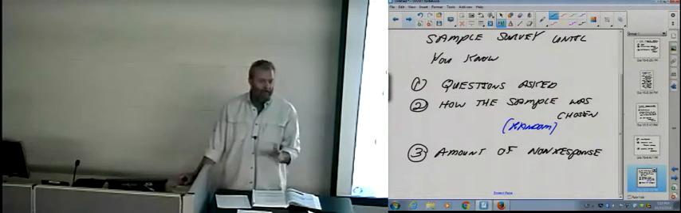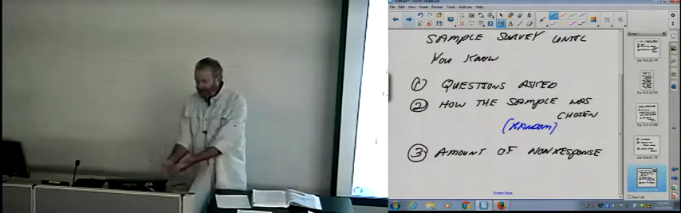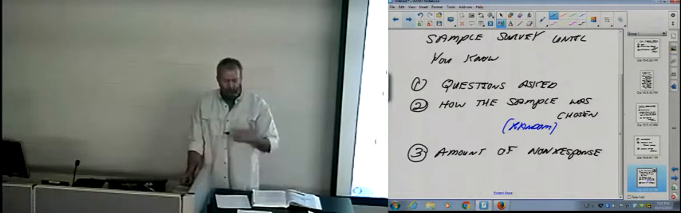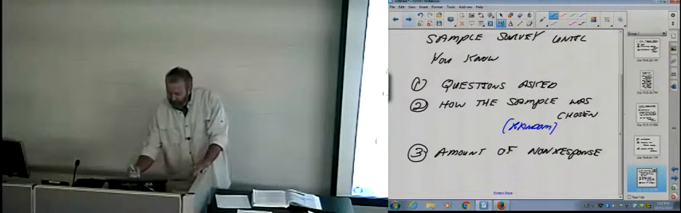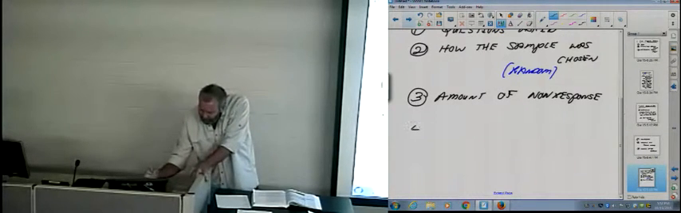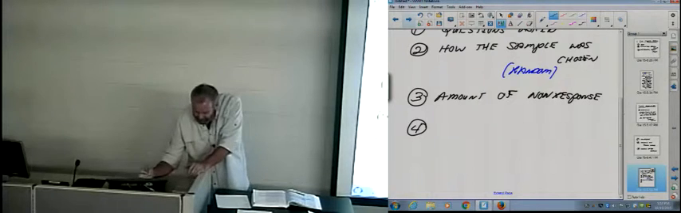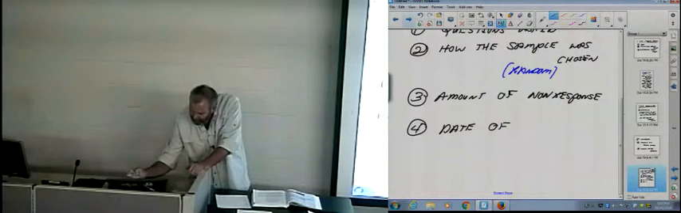And finally, one that we never talked about. Look, we've talked about those 3, the questions, how the sample was chosen. We want to see a good sampling design. We want to see the word random. The amount of non-response, we talked about that. The 4th one is, and like I said, we never talked anything about that, is the date of the survey.